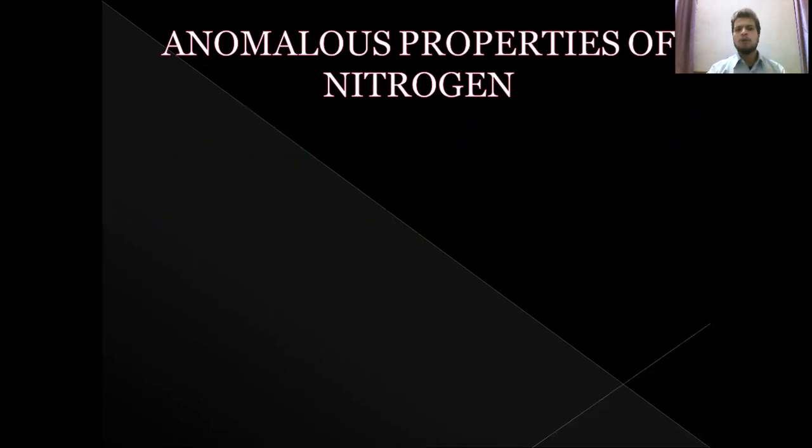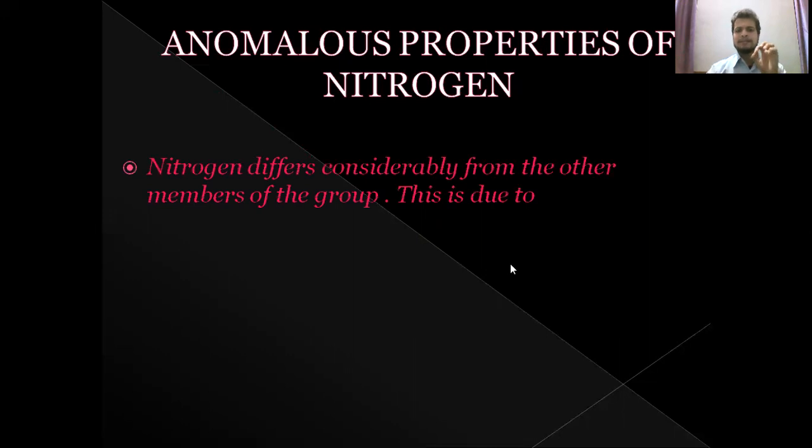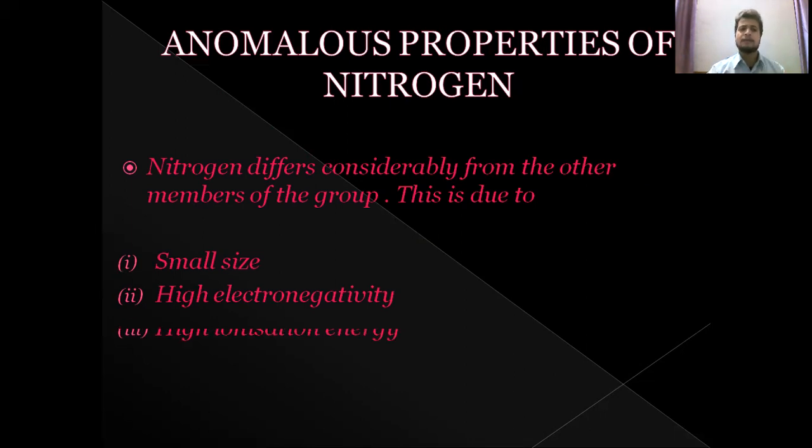Now the question is why? The basic reason why the first element of any group will show different properties than the rest is its small size. Obviously, it is the first element, so it will have very, very small size. It will have high electronegativity, obviously, because of small size the electronegativity will be very high. High ionization enthalpy, again related to size.